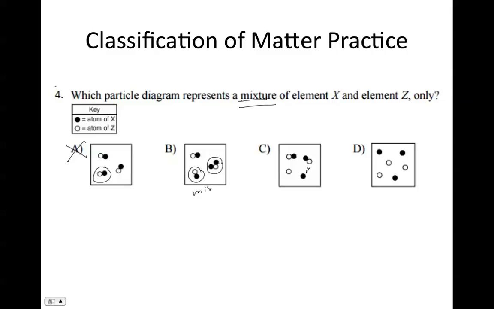C, we have a couple different things. We have one element, a different element, and a compound. So we also have a mixture there. And D, again, we have two different types of elements, so this is also a mixture. So let's go back. It says a mixture of element X and element Z. So we have two elements that are mixed together, which means it cannot be B because these are compounds. It cannot be C because we also have a compound present. However, D is correct because we have element X and element Z. Okay, so we have answer D.